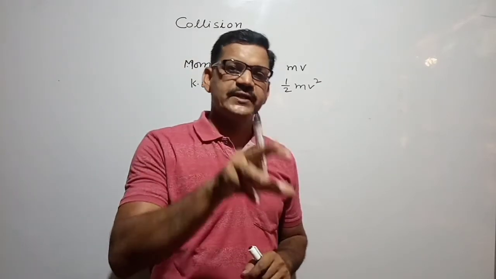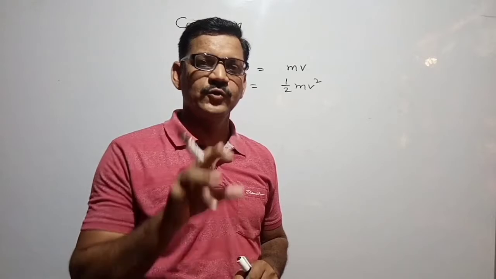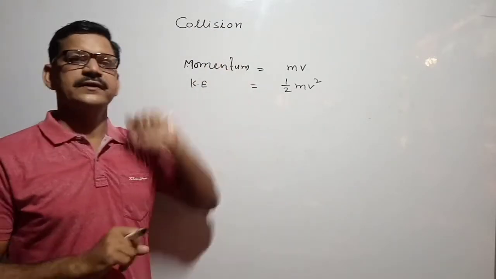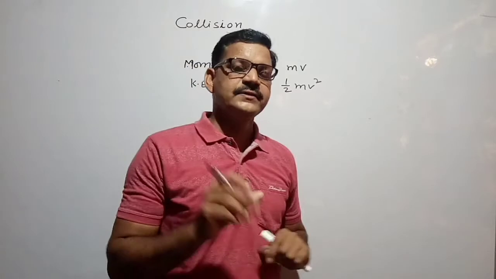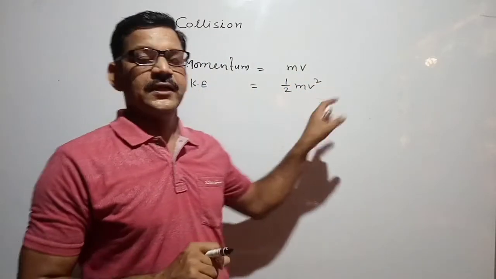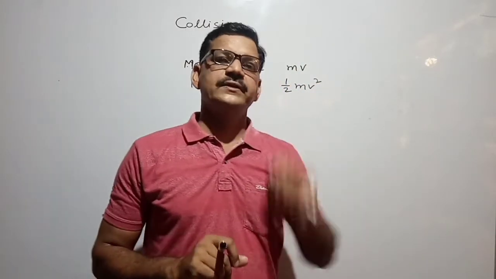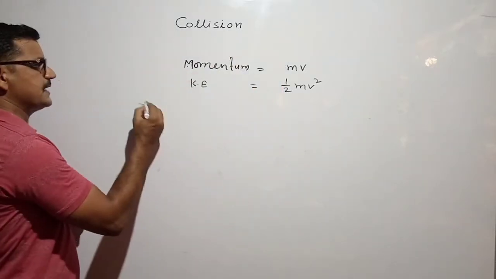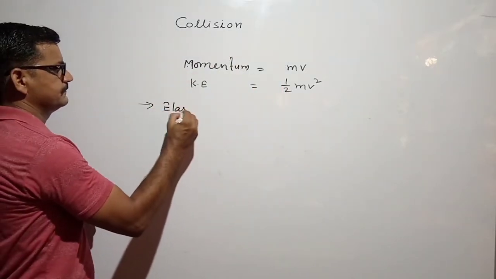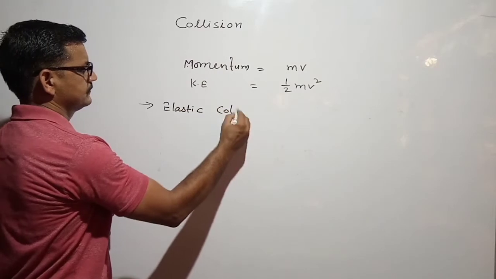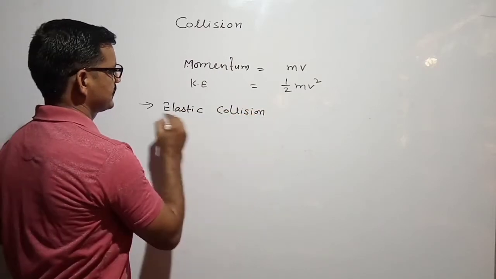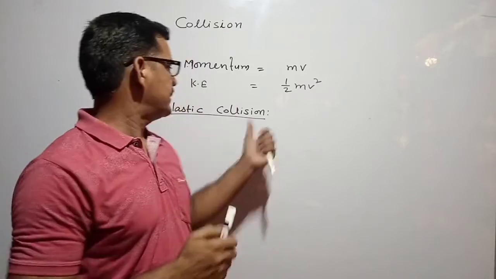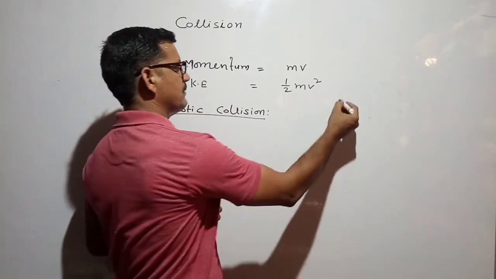So collision is a mutual interaction between two bodies due to which there is a change in momentum or kinetic energy, and due to these changes we have divided the collision into three types. The first one is the elastic collision. To study the elastic collision, let you have a ball here.